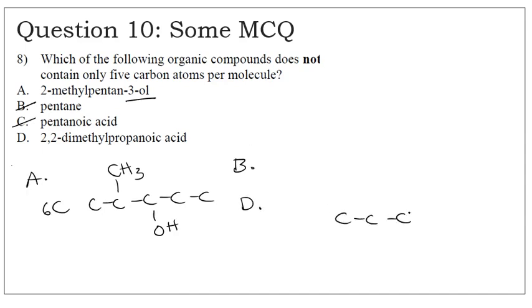1, 2, 3, that's a propan-. It's a carboxylic acid, so OOH. 2,2 dimethyl, 2,2 CH3. This is carbon number 2. 1, 2, 3, 4, 5. Okay. Answer's A.